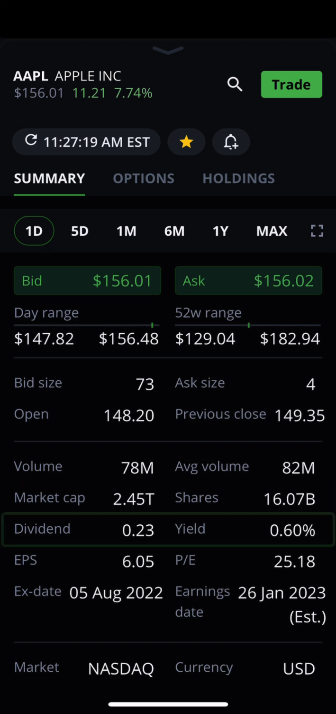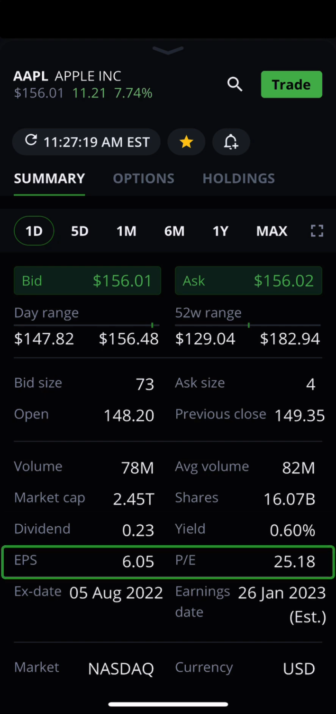Below these numbers are dividend and yield. Dividend shows you the total dollar amount of the most recent dividend paid, which will be in the currency of the ticker symbol. The yield is the annual dividend value divided by the current price and multiplied by 100.